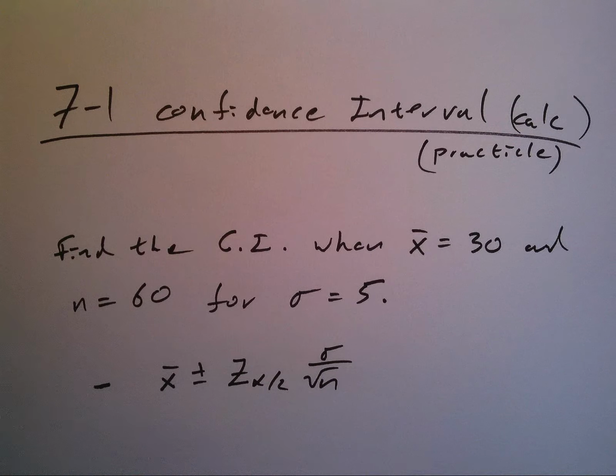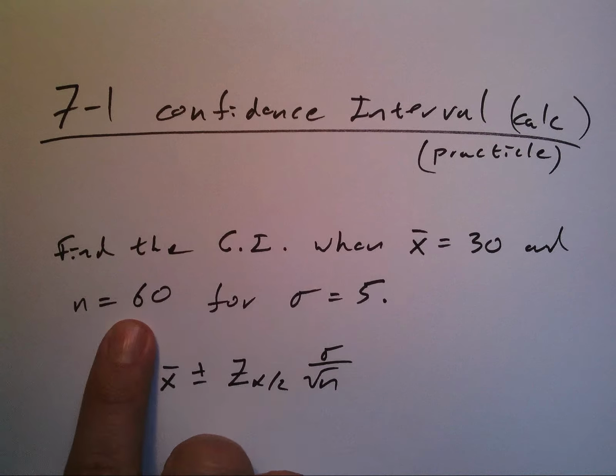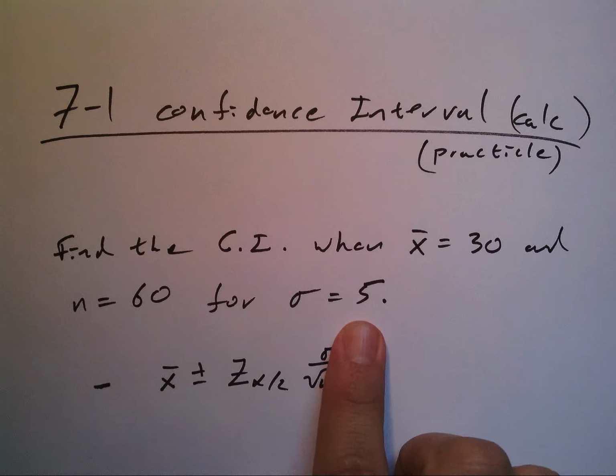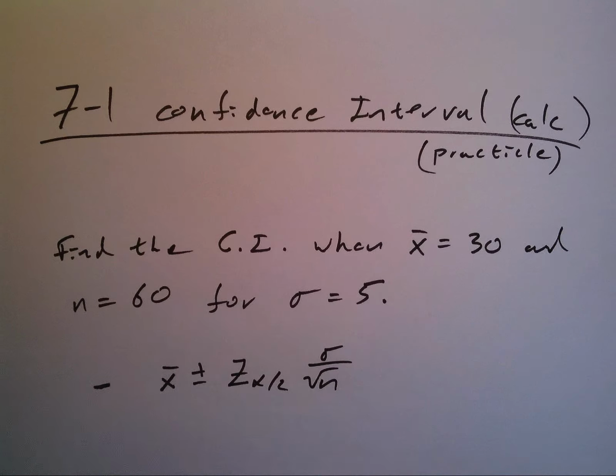Now, real quick check. What's our sample size? 60. Yay! Do we have sigma? Yay! Alright. And because we have a sigma, and we have a large enough sample size, pretty much we know that what we're going to do is use a z-interval.